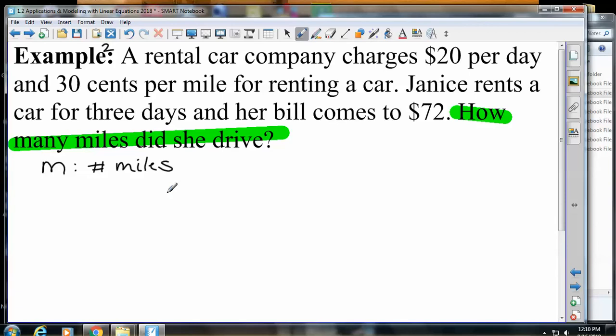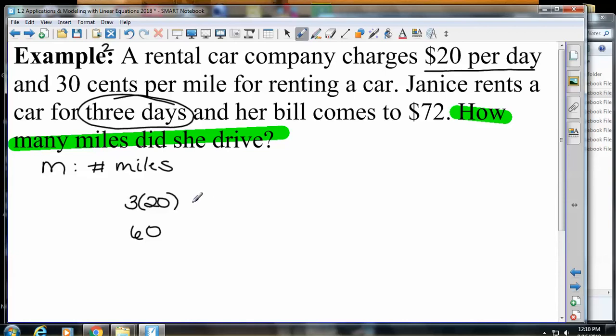Now let's go back and read just a little bit at a time. So the rental car company charges $20 per day. Do we know how many days we rented this car? So if you pay $20 every day and you rented it for 3 days, how much do you end up paying? 60. So you can go ahead and put 60. You can put 3 times 20 if you prefer. Either way.